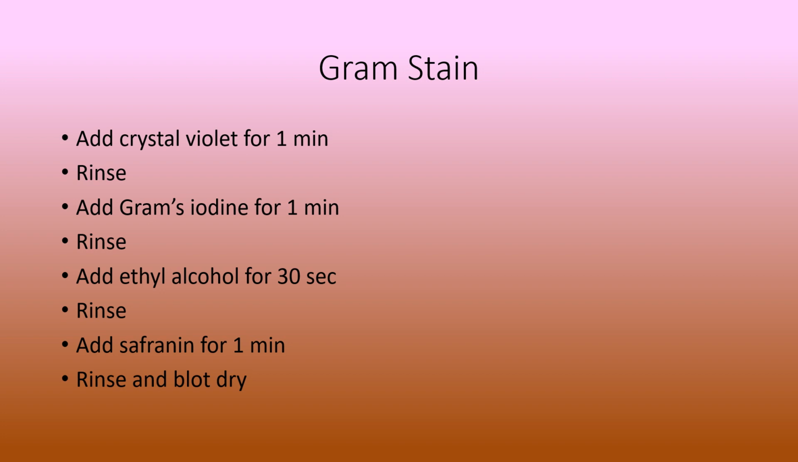Now you will add ethyl alcohol. There's two different ways you can do this. Personally, the way I was trained, the way I prefer to do it is I add the ethyl alcohol, leave it on for 30 seconds, and then I rinse it off. Some people will add the alcohol for 15 seconds, rinse it off, add the ethyl alcohol a second time for 15 seconds, and then rinse it off. And then a third way you can do it is just add the alcohol. You hold the slide at a slant, and you just add enough alcohol until it runs clear, until you don't see any of the purple crystal violet running off.